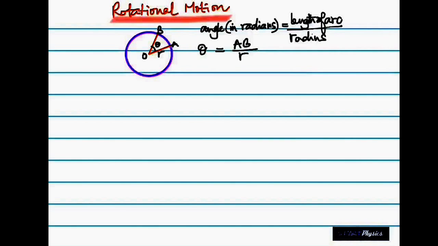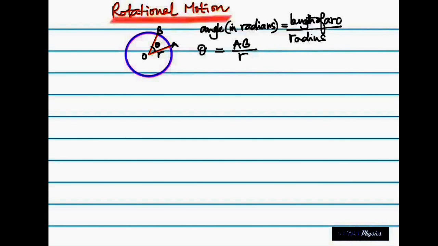Not a big deal. Now if you look at the screen, you will see the actual definition of what an angle means, because students many times do not know what an angle is. Angle is the length of the arc divided by the radius. So what's the unit of angle? What is length measured in? Meters. What's radius measured in? Meters. So actually, angle is a dimensionless quantity.